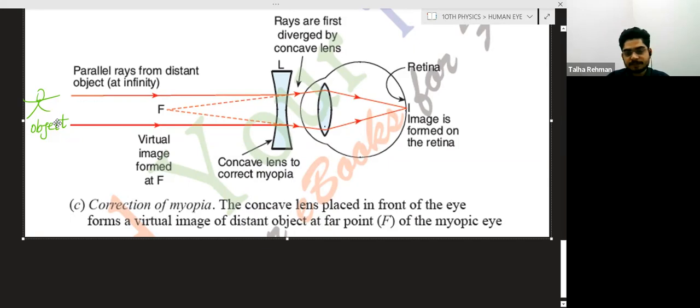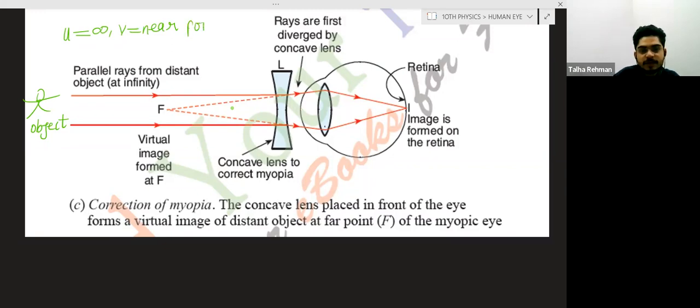So for the correction of myopia, there is a requirement of a concave lens. With respect to this lens, the object will be at infinity, so the object distance we take as infinite. The object is here and the image is formed here. What is this point? This is the near point of this eye. So we will take the near point as the image distance.